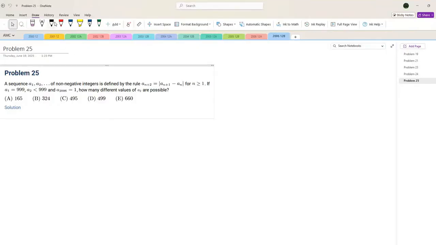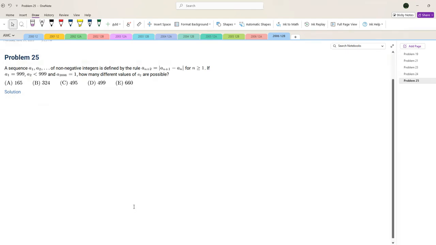Hi everyone, today I'll be talking about 2006 AMC 12B Problem 25. The sequence A1, A2, etc. of non-negative integers is defined by the rule A(n+2) equals the absolute value of A(n+1) minus A(n) for n greater than or equal to 1. If A1 equals 999 and A2 is less than 999 and A2006 is equal to 1, how many different values of A2 are possible?